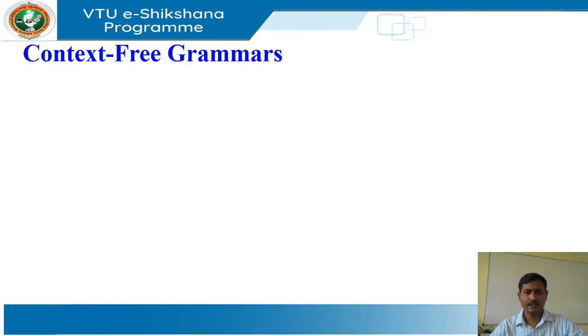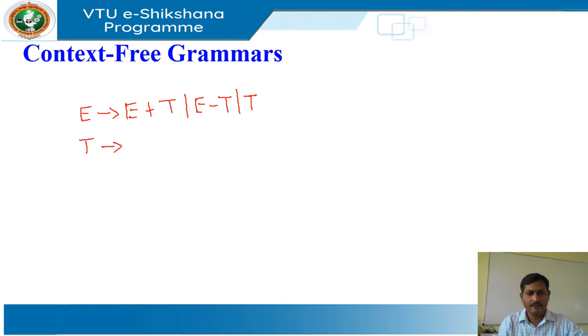In the previous lecture, we have seen the notational conventions used in writing grammars. Now, in this lecture, let us see how to use these conventions to rewrite the grammar. For example, the grammar for expression can be rewritten concisely as E derives E plus T or E minus T or T. T derives T star F or T slash F or F. F derives parenthesized E or ID.